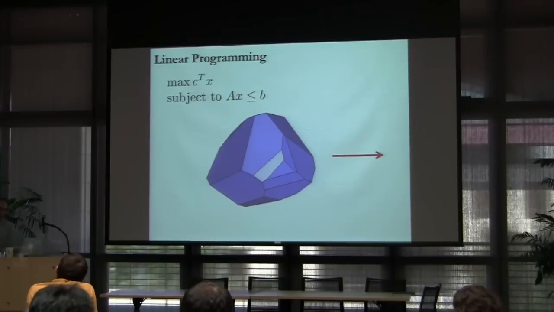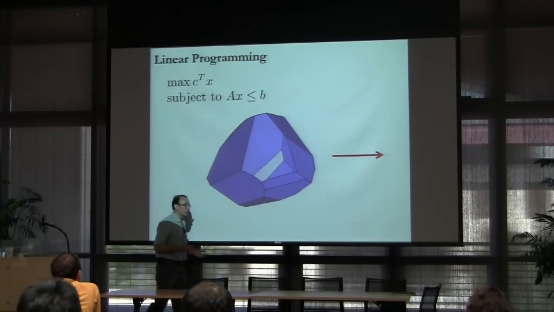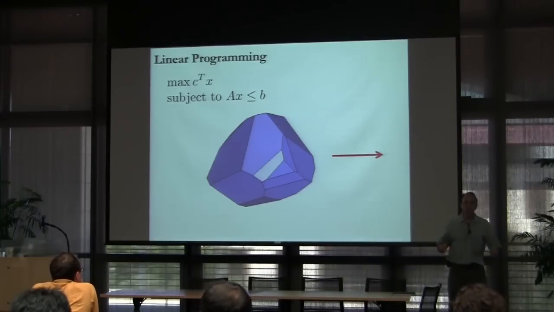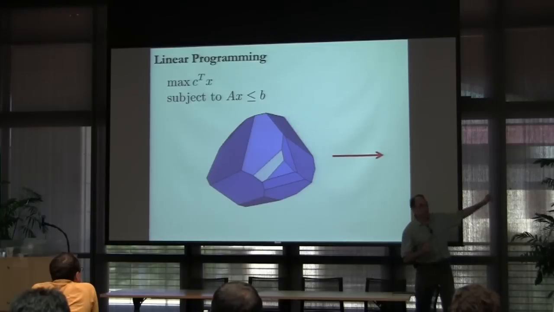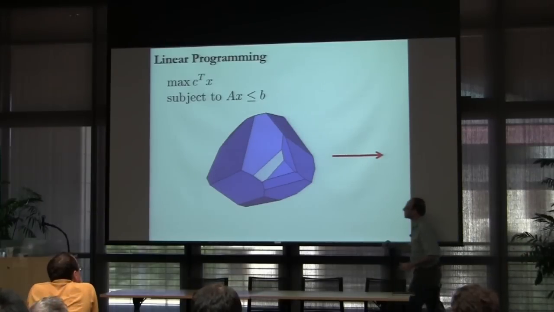Why don't I tell you about some other algorithms? Okay, so first, linear programming. Now that we understand linear constraints, we can understand linear programming to some degree. Linear programming is, of course, the problem of going as far as you can in some direction, like this way, subject to a bunch of linear constraints, so subject to lying within a polytope.